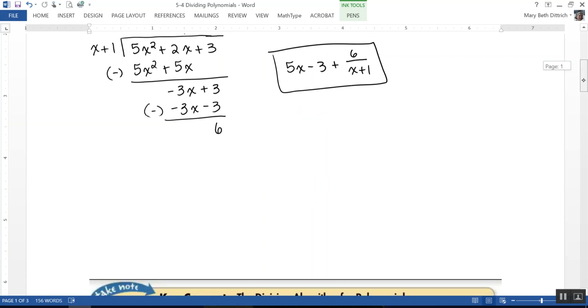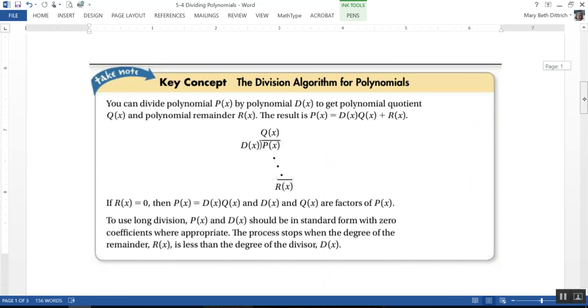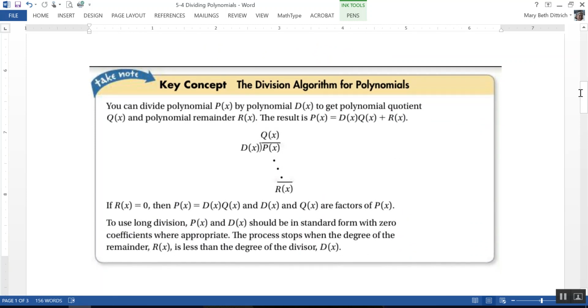Here is a little table from your textbook that explains what's going on here. To be honest, I think you'll easily get lost in all of their notation. Let's just do another example and see what that looks like, doing long division.